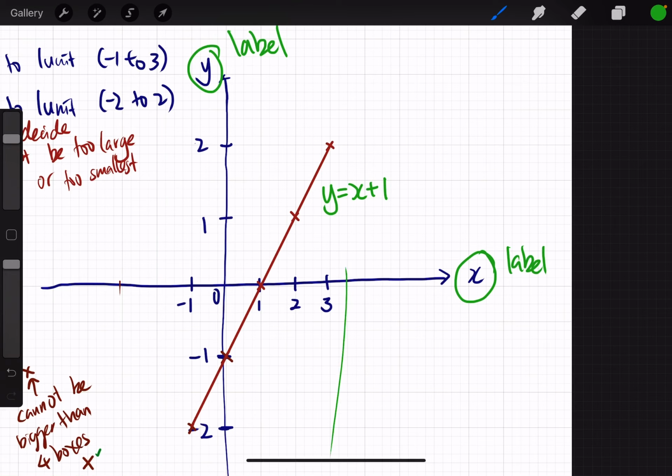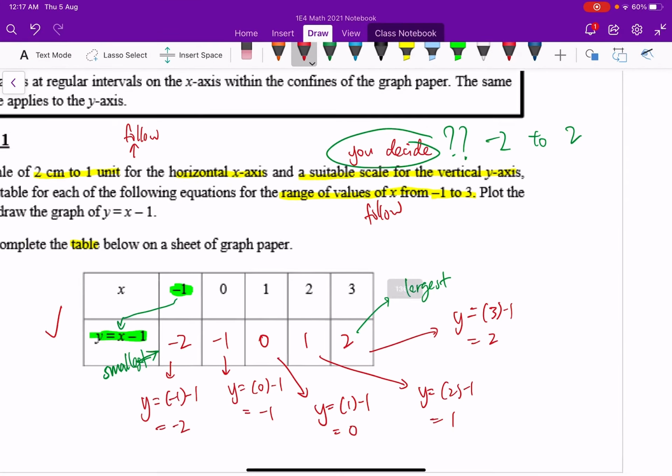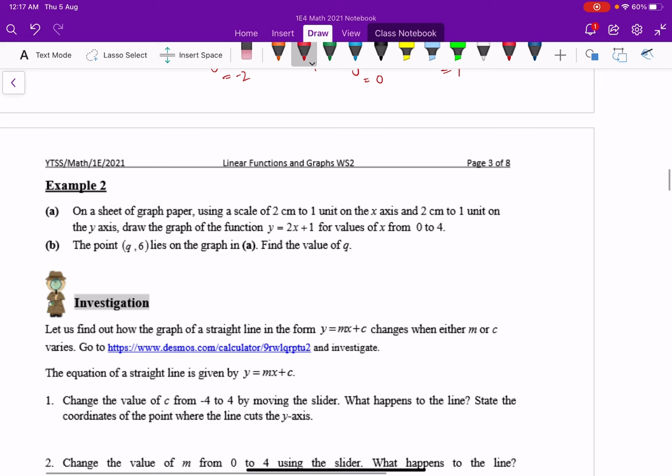Okay, so I'm done with the first part. Example 2, please complete it. You have to do it yourself. I want to collect your work digitally to check that you have finished it also. So spend the rest of the lesson to complete the graph. Thank you.